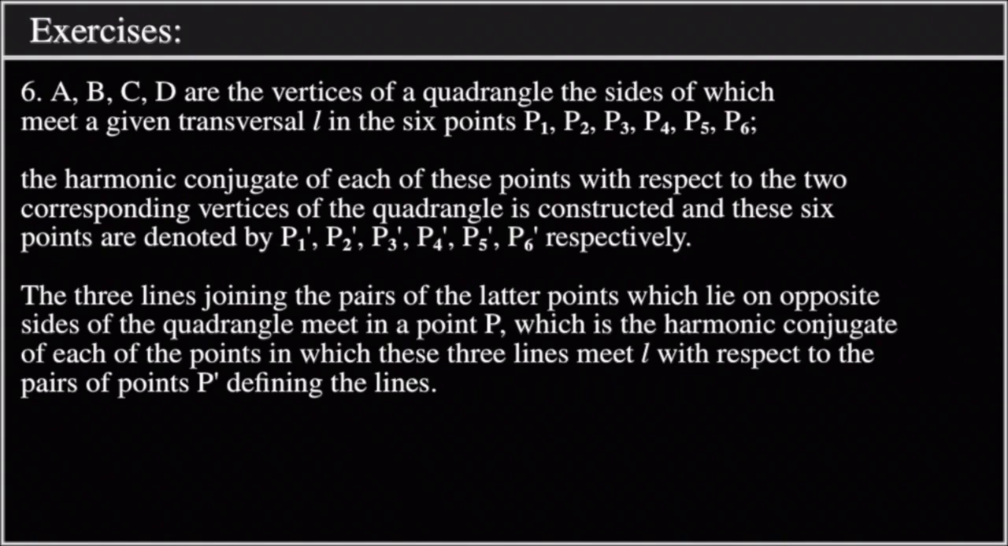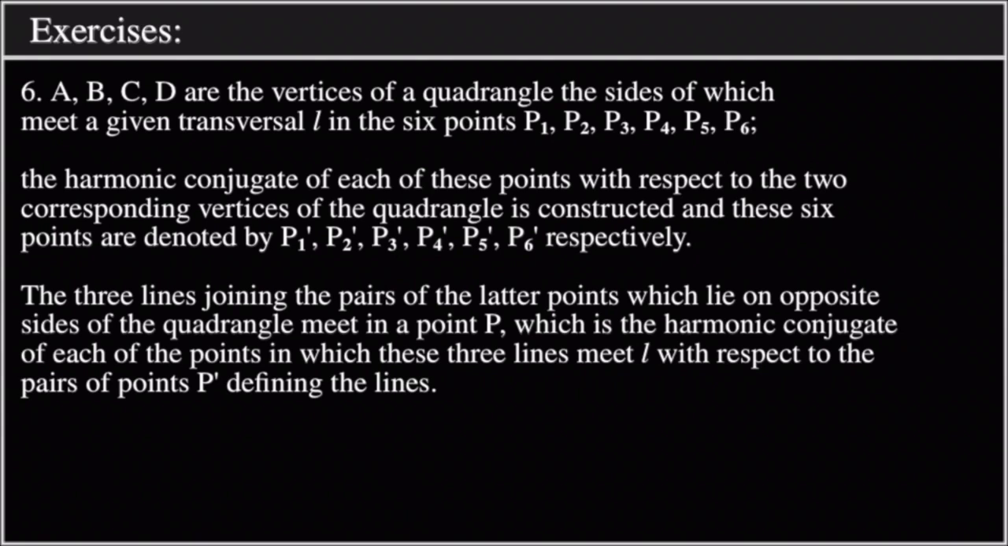6. If A, B, C, D are the vertices of a quadrangle, the sides of which meet a given transversal L in the six points P1, P2, P3, P4, P5, P6, the harmonic conjugate of each of these points with respect to the two corresponding vertices of the quadrangle is constructed, and these six points are denoted by P1', P2', P3', P4', P5', P6', respectively.